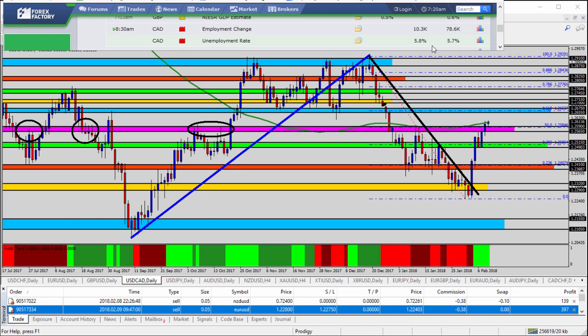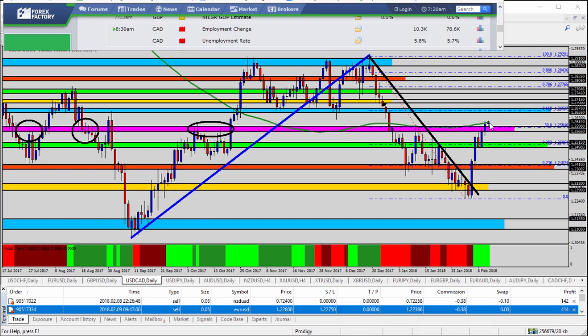So if unemployment rate goes up, we would likely look for a sell-off of the Canadian dollar and this currency pair, USDCAD, to go up. So poor news for Canada sends this currency pair higher.